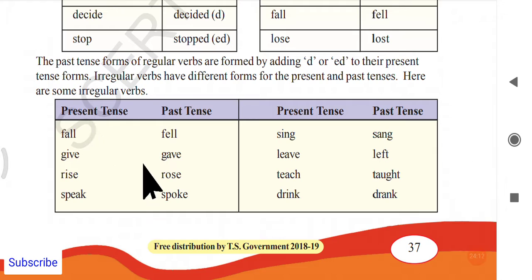Next, present tense, past tense. We have some verbs here, let us see them. Fall, fell, give, gave, rise, rose. Speak, spoke, sing, sang, leave, left. Leave, left. Some students say lived, not in this case. Next, teach, taught. Not teached, taught. Next, drink, drank.